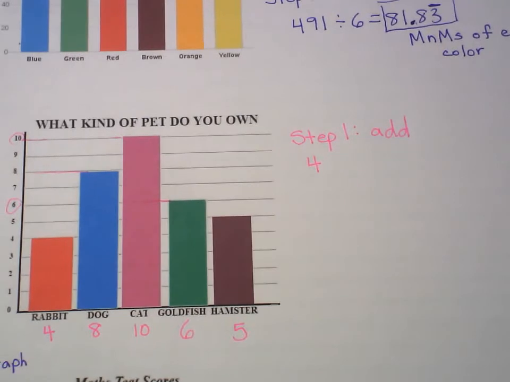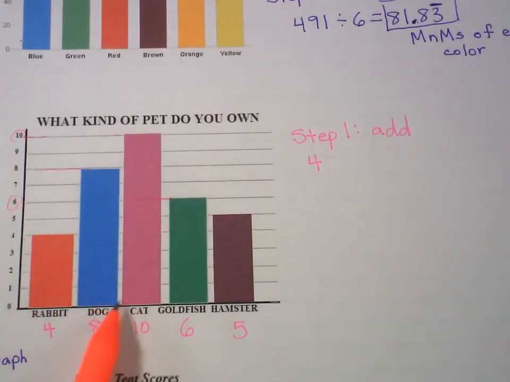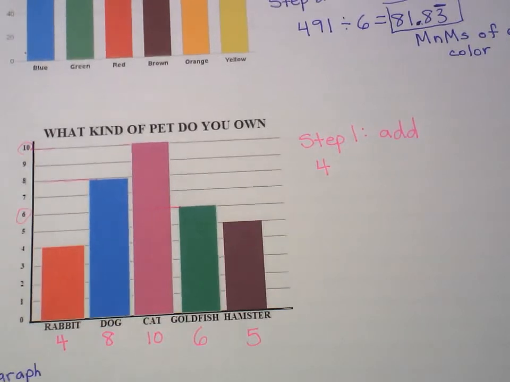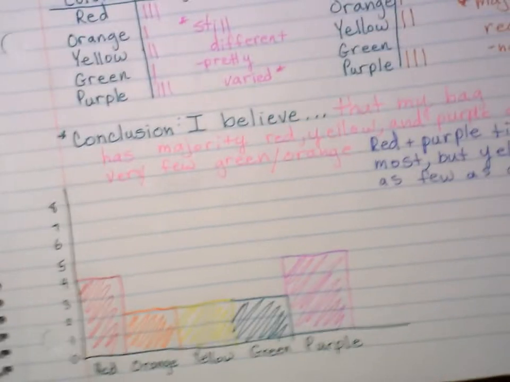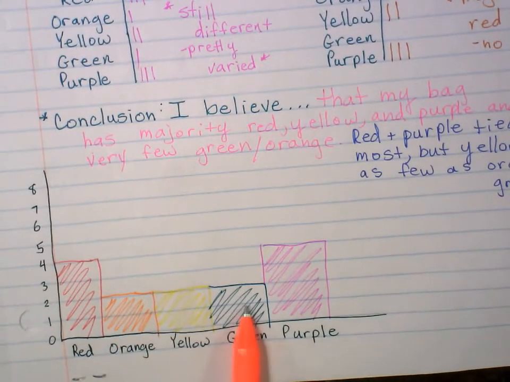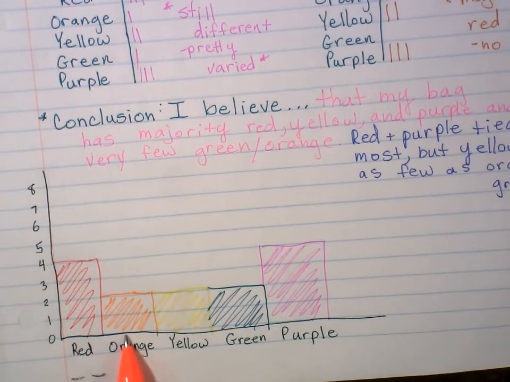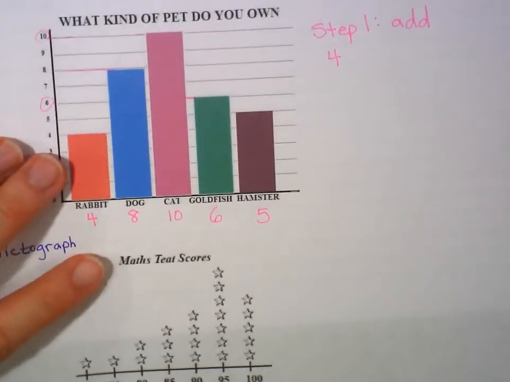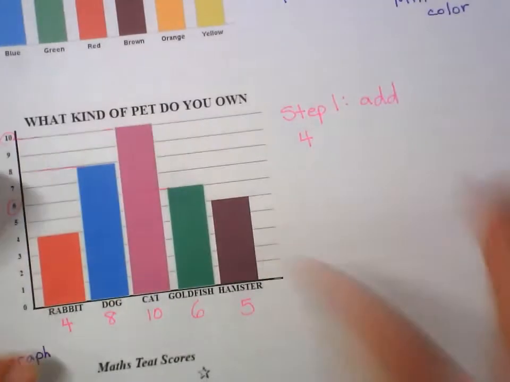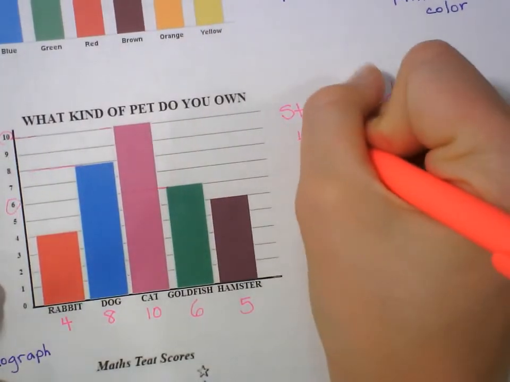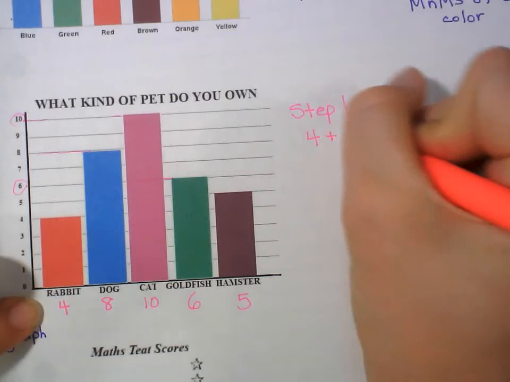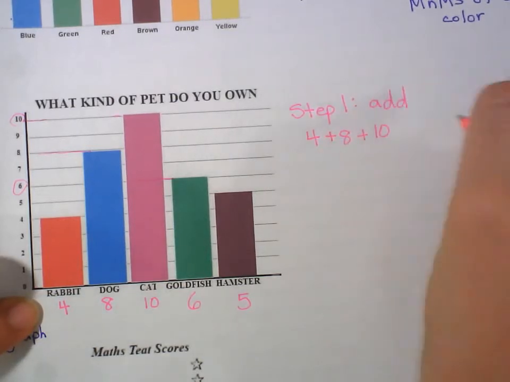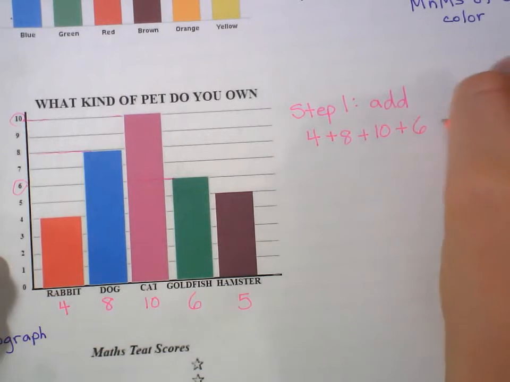So you have to make sure you know how to read bar charts. We made these for the Skittles lab, guys. That was one of the last things we did before break. We did the Skittles lab, and at the bottom, we said how many of each color we had. 4 red, 2 orange, whatever it was for your breakdown. So, step 1, we add up. Let's find the total of how many pets there were in the class. 4 plus the 8 for the dogs, plus the 10 for the cats, plus the 6 for the goldfish, and then the 5 for the hamsters.